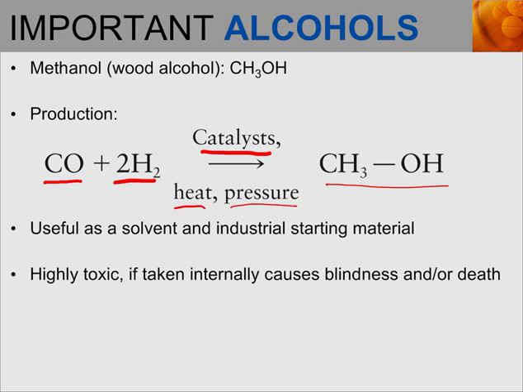So methanol can be used as a solvent. It's a polar solvent, so it will dissolve other polar molecules. It can also be used as a starting material to create other chemicals. However, methanol is highly toxic if ingested. In fact, during Prohibition in the US, when alcohol was illegal, some companies or illegal bootleggers would use methanol instead of ethanol, which is what's typically in alcoholic beverages. But unfortunately, the methanol would cause blindness and or death.